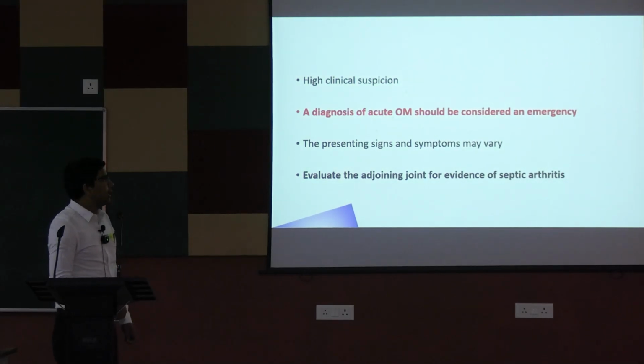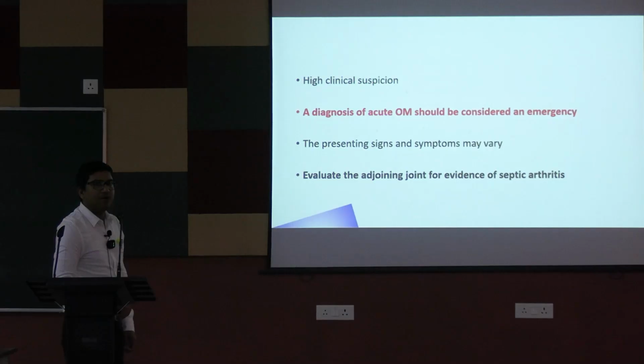So osteomyelitis diagnosis is an emergency. In acute osteomyelitis, you should keep a high clinical suspicion. Based on the clinical suspicion, you can start your empirical treatment. Okay. So the presenting signs and symptoms vary. Even the high fever and chills could be less prominent in a very young child. So you have to keep osteomyelitis in your differential diagnosis, depending on the signs, symptoms and presentation. And again, I am stressing the point, evaluate the joint for evidence of septic arthritis.